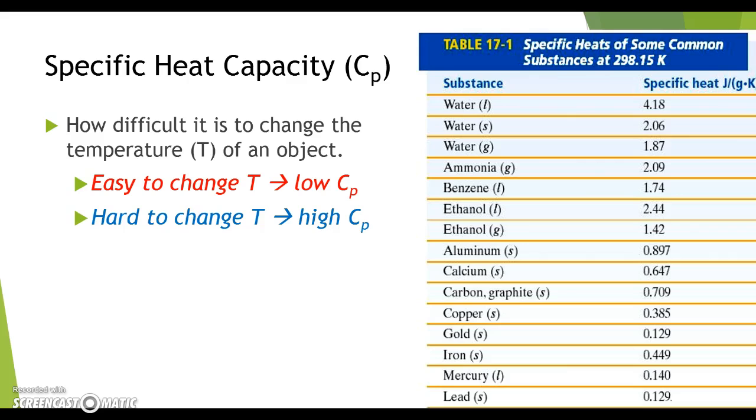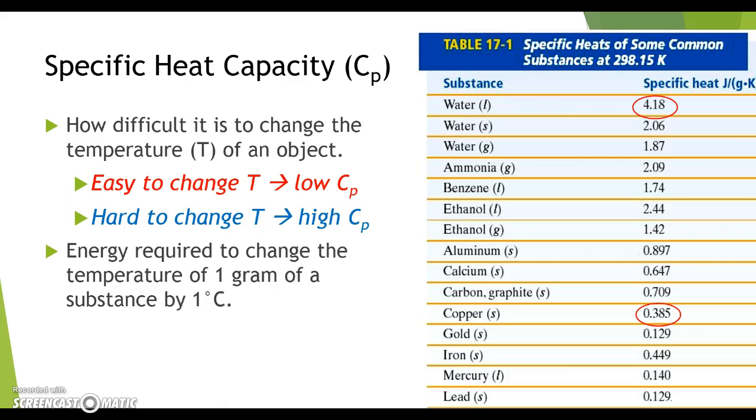For example, let's compare two different substances, copper versus water. Copper has a lower specific heat capacity value. It has a value of 0.385 joules per gram degrees Kelvin, compared to that of water, which is 4.18. Because copper has a lower specific heat capacity, it will be easier to change its temperature. It will be easier to heat up.